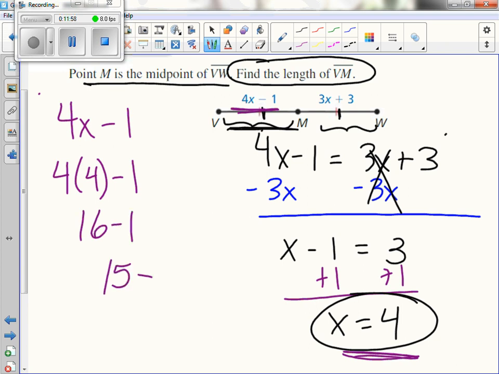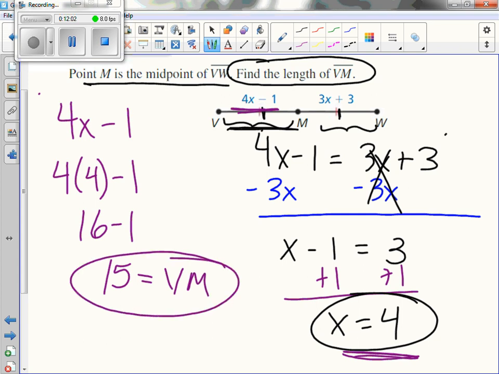So the length of Vm that we wanted is 15. That is the value we were looking for. That's the value we wanted to find. And that's all we have to do for this problem here.